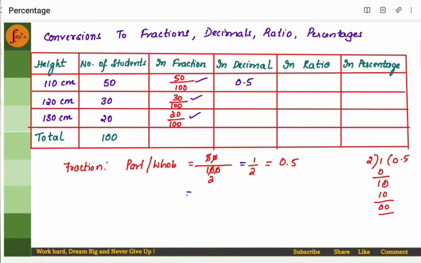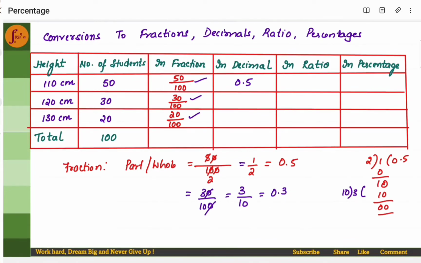What is 30 by 100? 30 by 100 is 3 by 10. And that is nothing but, when you divide, what do you get? You'll get 0.3. When you divide 3 by 10, you'll get 0.3. I'll put a decimal point, put a 0. So this is 0.3.